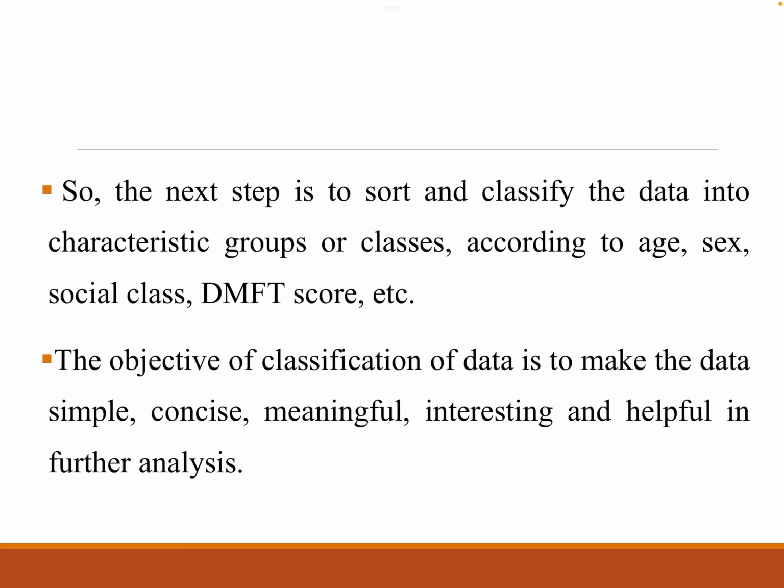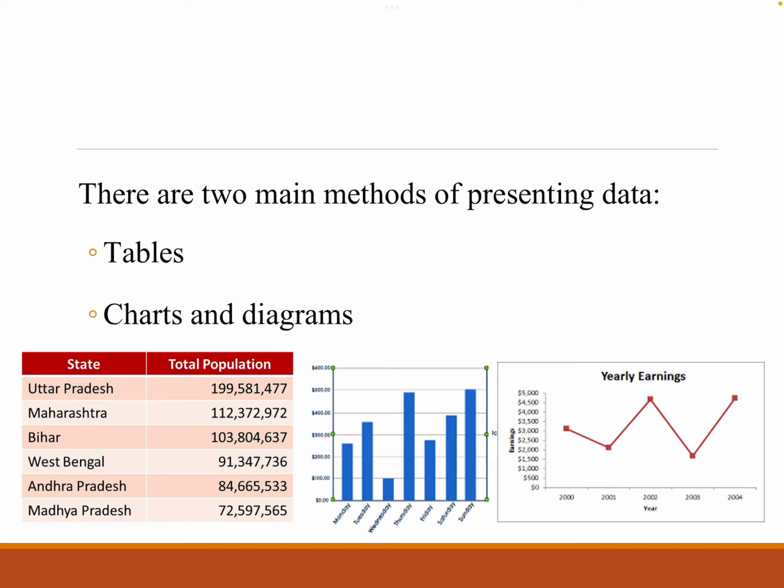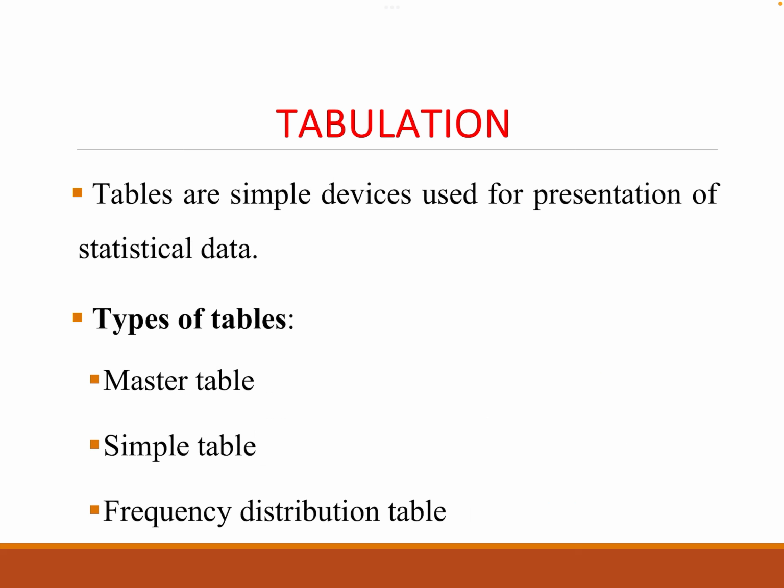So the next step is to sort and classify the data into characteristic groups or classes according to age, sex, social class, DMFT score, etc. The objective of classification of data is to make the data simple, concise, meaningful, interesting, and helpful in further analysis. So there are two main methods of presenting data. Either it can be tables or it can be charts and diagrams.